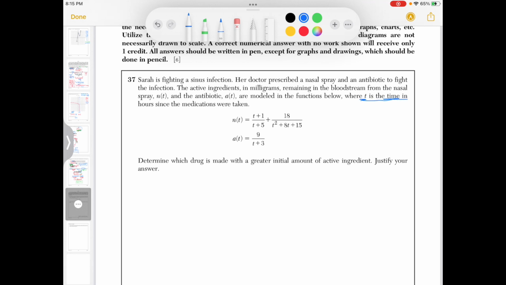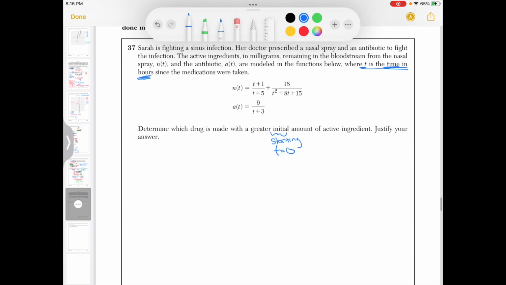I need you guys to think logically for this. T represents the time in hours, and it wants to know which one has the greater initial or starting amount. What would the time be if we are just starting? T is going to be 0. It's not a super challenging question. You just have to really think about that. If you're just starting and T represents your time, that means T is just going to be 0. So I'm going to have to plug 0 into both of these to see which had a greater initial amount of the active ingredient.